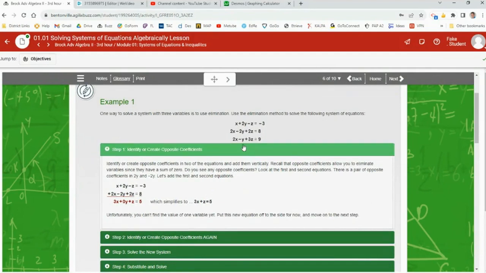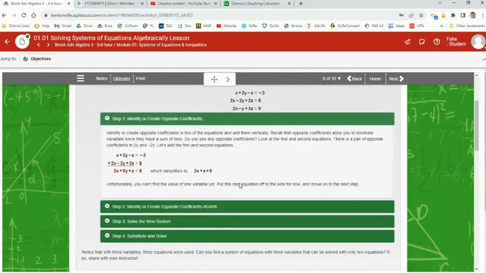So in 2 of them, and which ones did they choose? They chose the first one and the second one. The y is already opposite of each other, 2y and negative 2y. So when they add those 2 together, they get just 3x plus z equals 5. But we can't identify one variable yet because that doesn't count for the third equation.